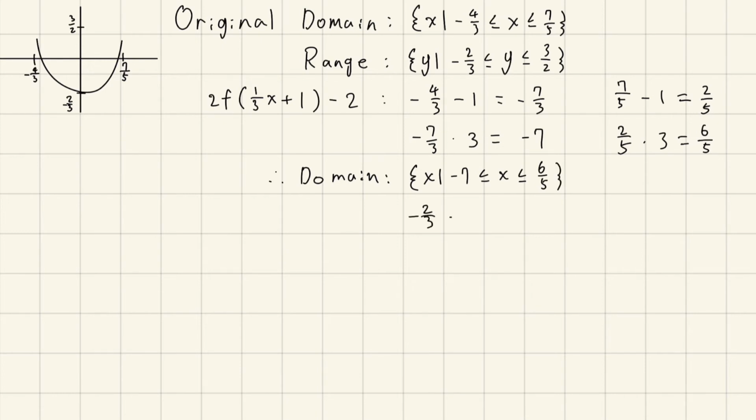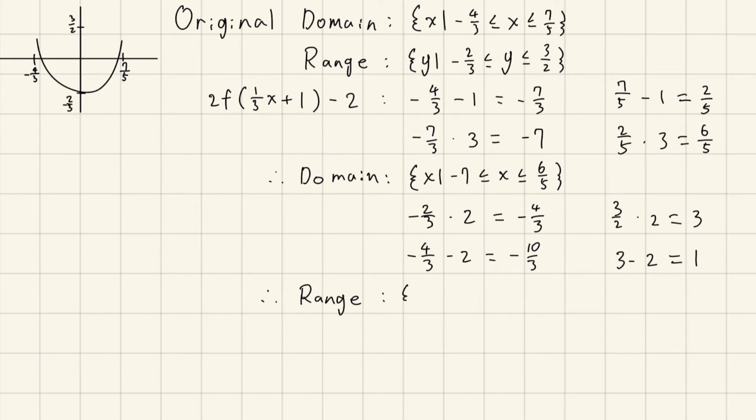We'll find our new range by doing the same thing. However, this time we'll stretch by 2 first, and then translate it downwards 2 units. This will leave us with a new range of y being in between negative 10 over 3 and 1 inclusive.